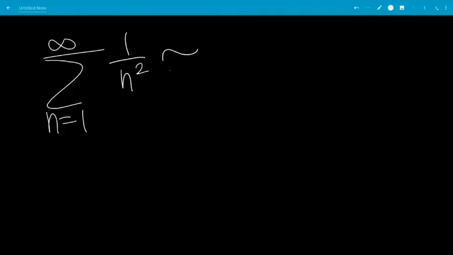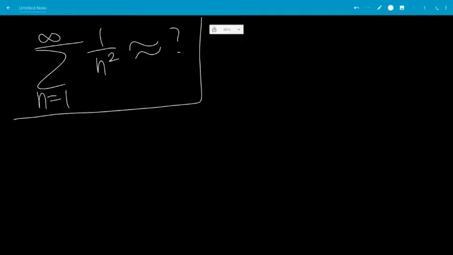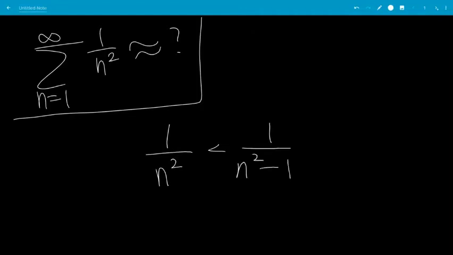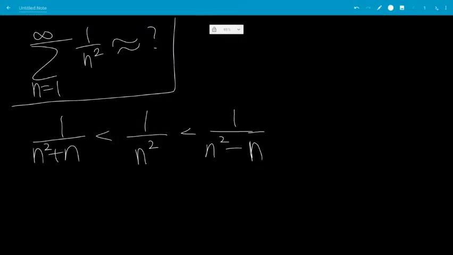In this video, we'll approximate the sum as n goes from 1 to infinity of 1 over n squared. So 1 over n squared is less than 1 over n squared minus 1, since n squared is greater than n squared minus 1, so the reciprocal is less. And it's less than 1 over n squared minus n, and we have this greater than 1 over n squared plus n. So n squared plus n is greater than n squared, and n squared is greater than n squared minus n, so it works the opposite way.